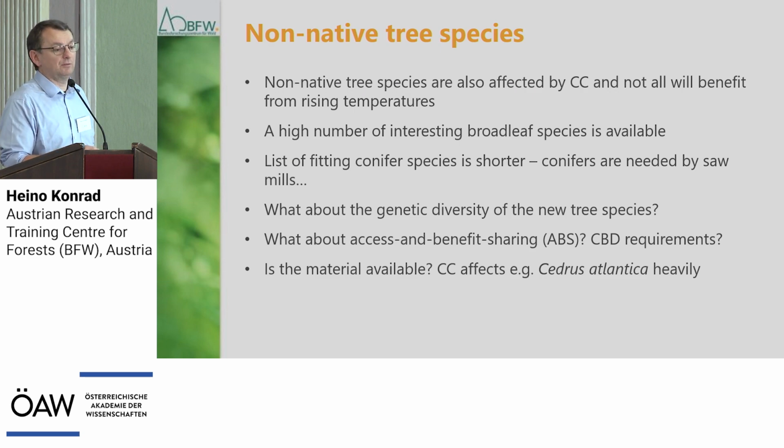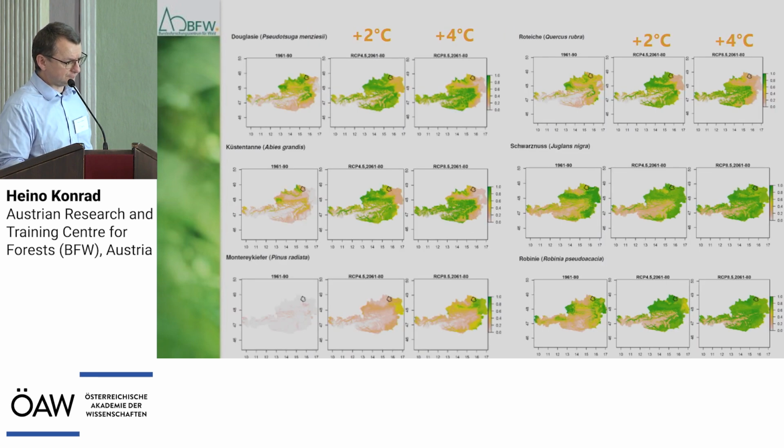Because also in these areas, climate change is increasing. For example, in North Africa, each year, hundreds of hectares of Cedrus atlantica are dying because of climate change. So these areas are also affected, and there is no guarantee that we can rely on the import of this material. Even Douglas fir in the Pacific Northwest is under heavy stress from drought.